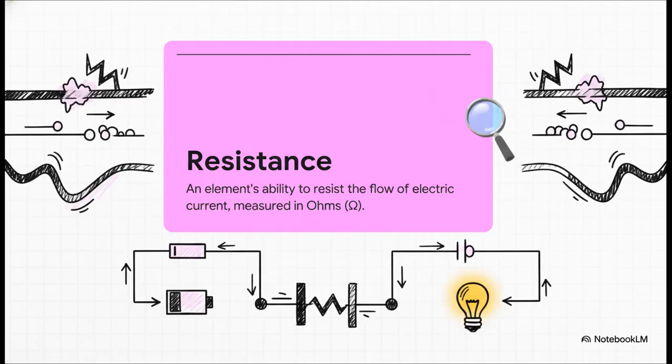And working against that push is resistance. The best way to think about it is like electrical friction. Every single thing in a circuit, even the wires, resists that flow of current just a little bit. And we measure this opposition in a unit called ohms.